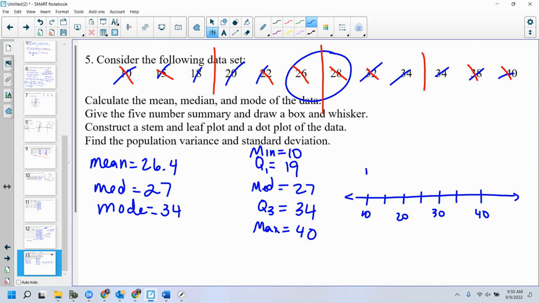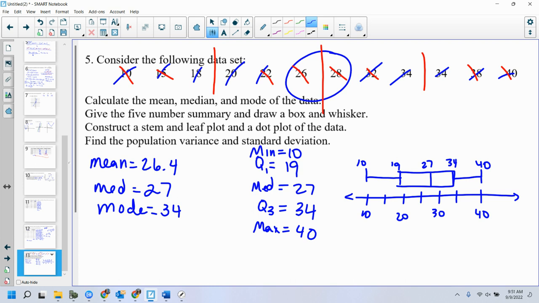Now again, how I make these, I just draw lines at my 5 numbers. I've got 10, 19, 27, 34, and then right on the dot at 40. Draw a box around the middle and draw your whiskers. If you had not had your 5-number summary directly next to it, you should label that. Put each exact number right above it. What do I mean by that? I mean just saying, okay, 10, 19, 27, 34, and 40.